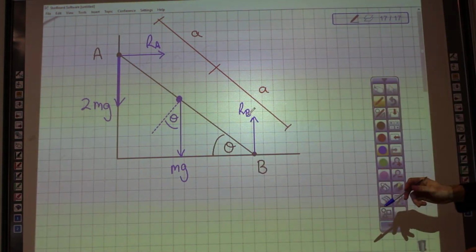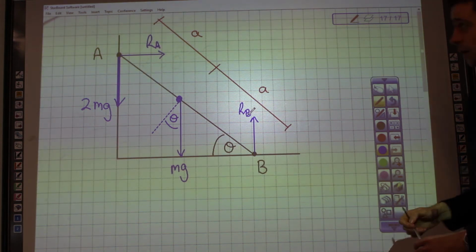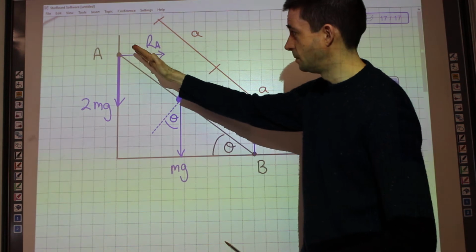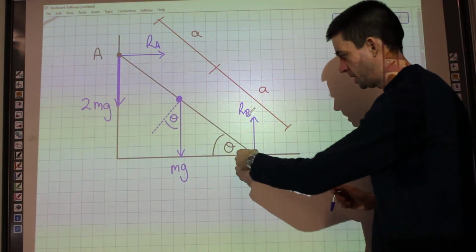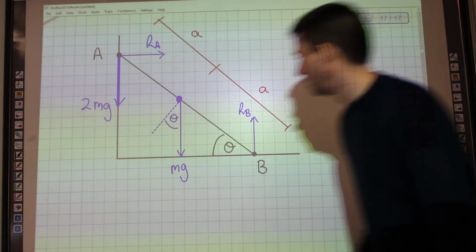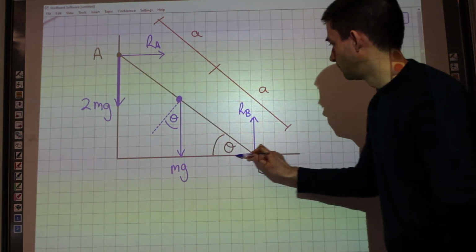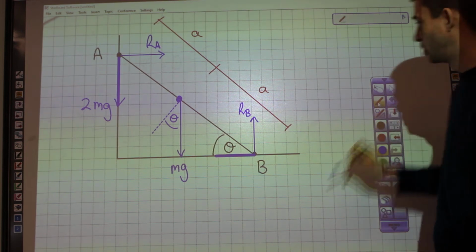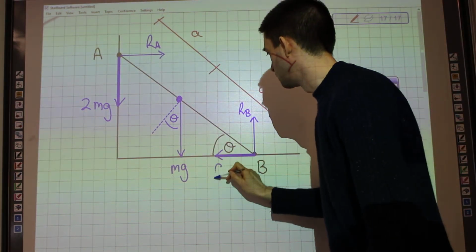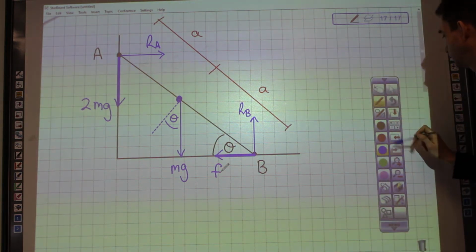And I need to consider which direction the friction's going in. Now we talked before that this ladder here, if it was going to slip, it would slip down the wall, causing B to move this way, which means that friction must be acting to the left, opposing the intended direction of motion. So let's get that labelled on there as well.